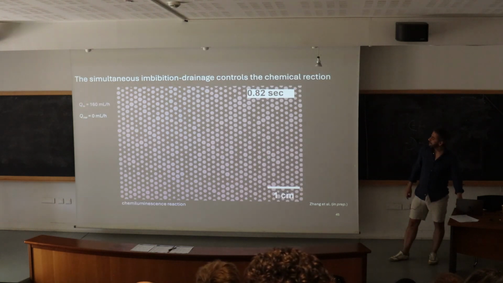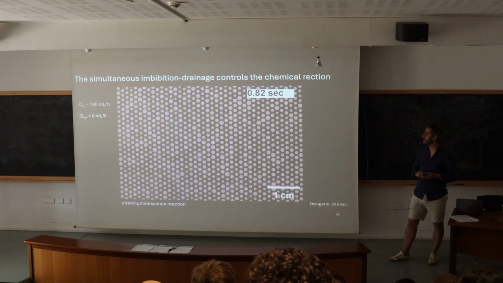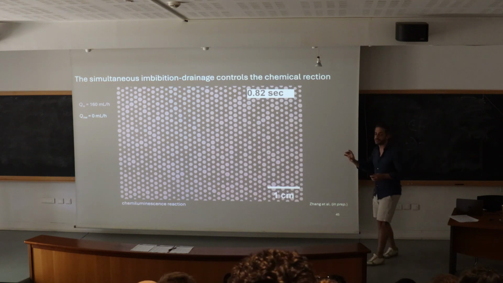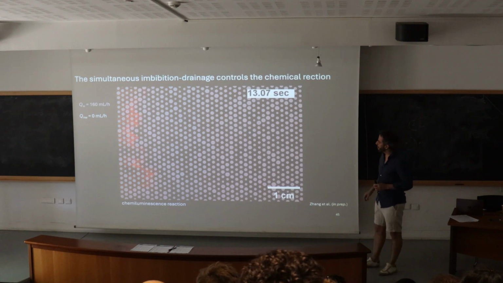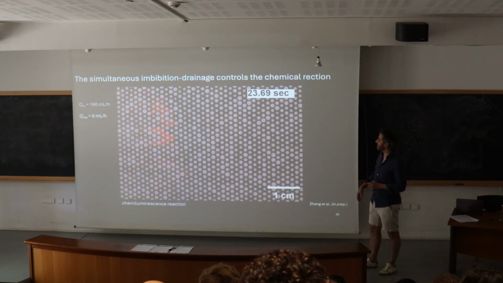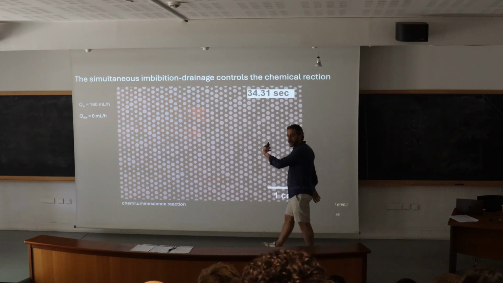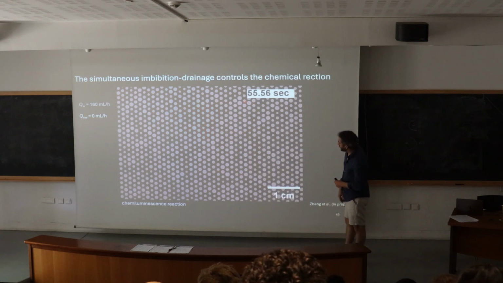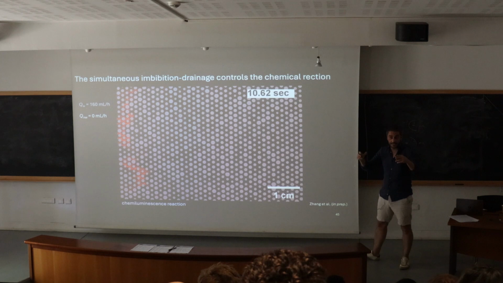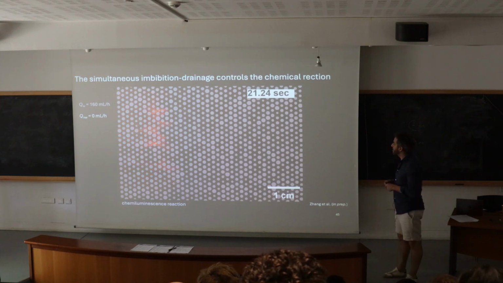Let me show you a chemiluminescent experiment in which we have fully saturated conditions. And then you see this reaction front moving from the left to the right. Okay, there is a resident solution. We inject another chemical, and this chemical reacts with the resident solution, and then you get this pulse of light, because actually it's literally light that is moving through the pore space.